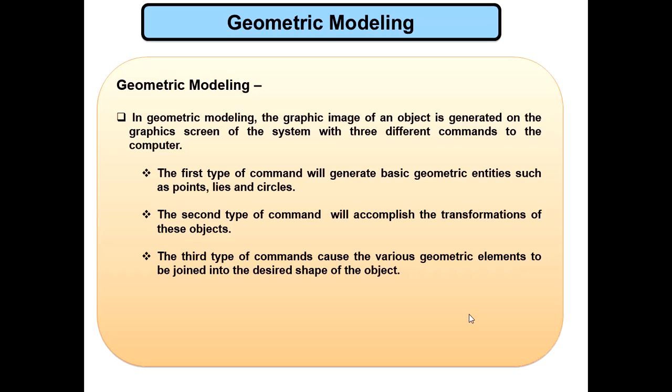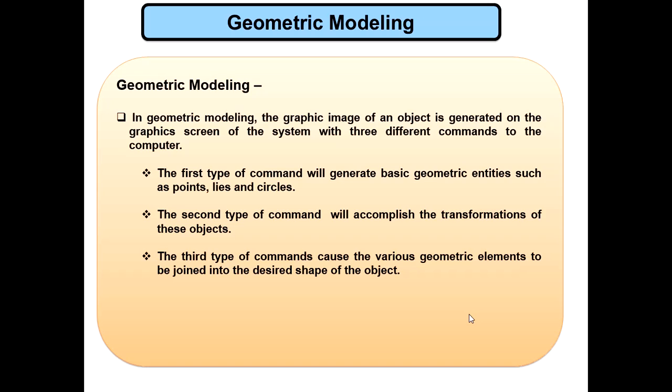Okay, so joining will be there. Different commands will be used in the third type of command, so that we can join the geometric elements together to get the different shape of the object. So these are the three steps we have in geometric modeling.